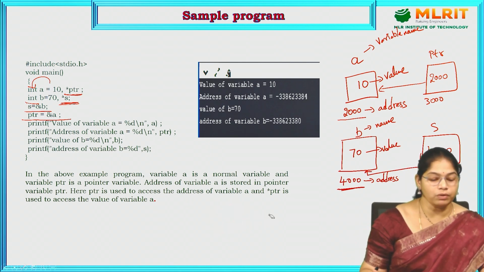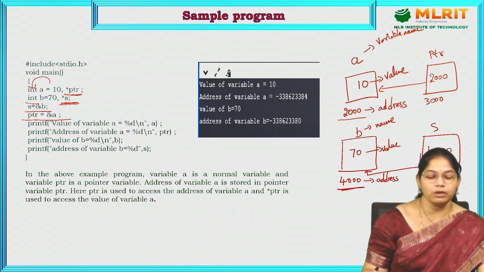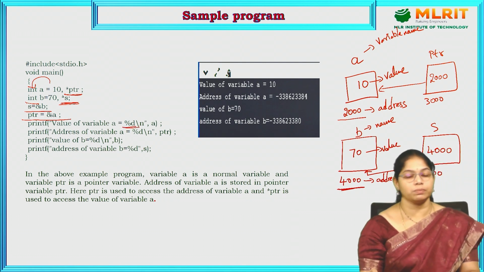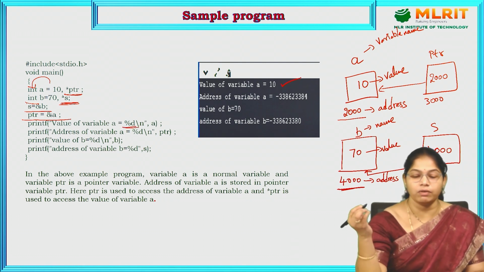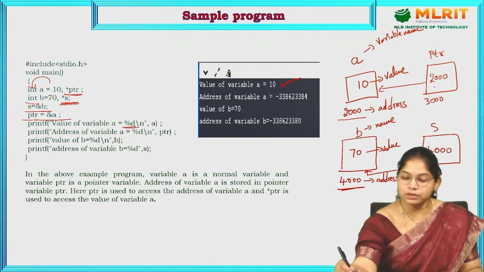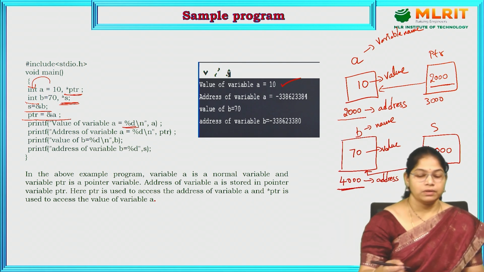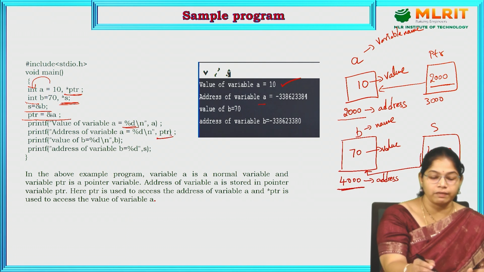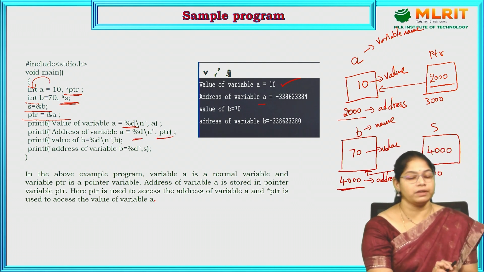Printf value of a variable. If I want to print the value of a variable, the value is of type integer, so %d, A. Then the address of A. Where is the address of A? The address of A is stored in PTR. So if I want to print the address of A, we have to use PTR, which is also of type integer, so the format specifier is %d.